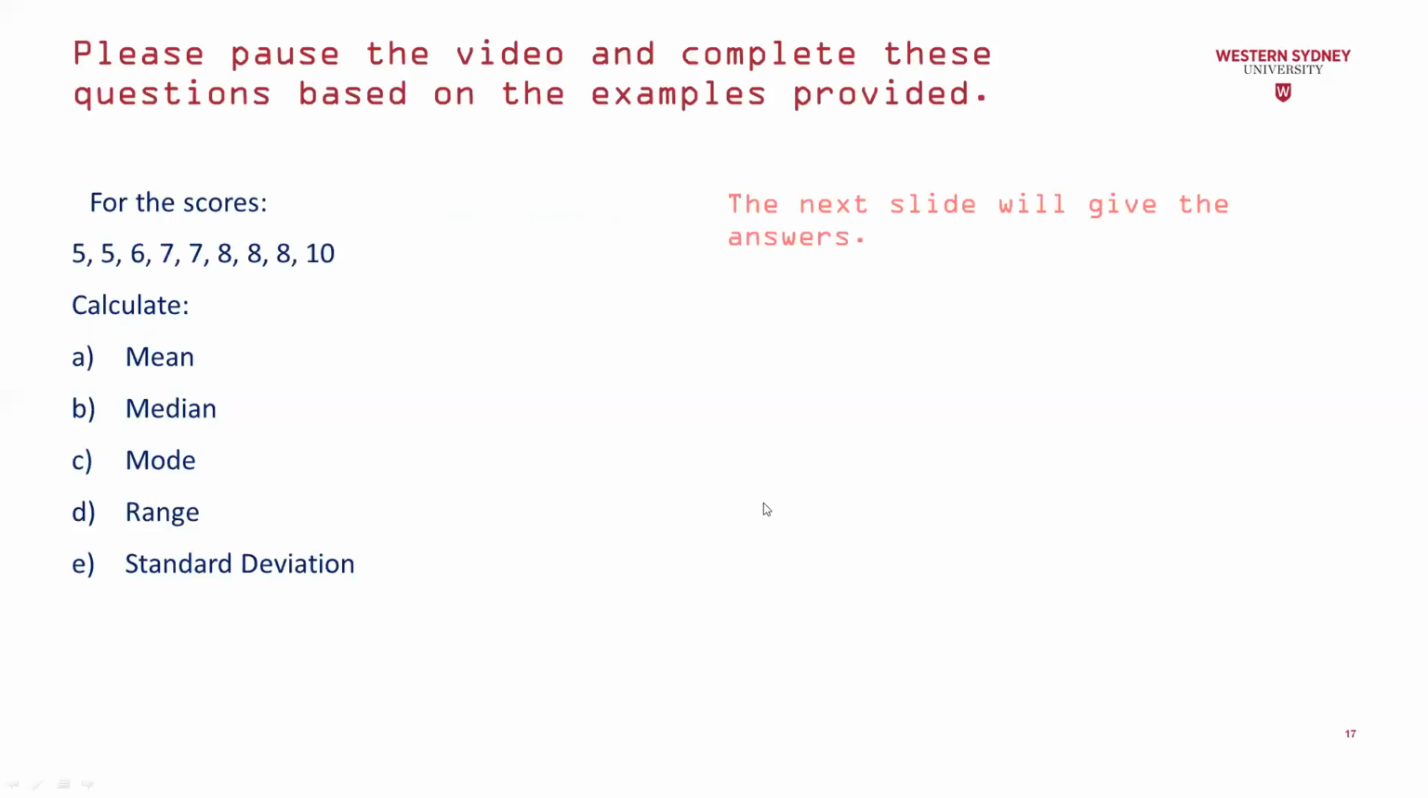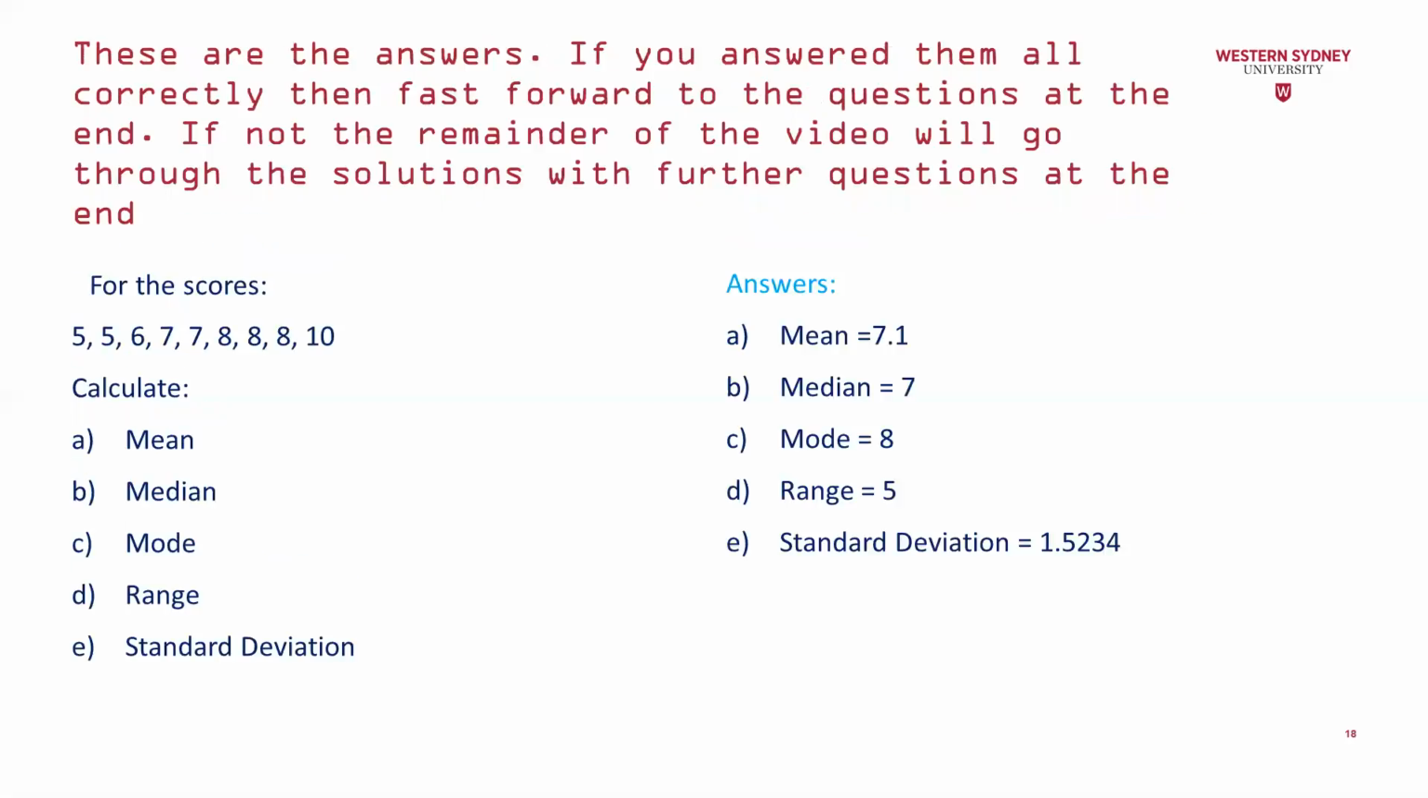Now here are 5 questions related to the 5 questions you've just done. So I would like you to pause the video now and complete these questions. When you finish those 5 questions, the next slide will show you the answer. Pause the video now. When you restart the video, you will see here are the answers. If you've answered all of these correctly, then fast forward to the end where there are 5 other questions for you to practice. If not, or if you would like to see the worked solutions to each of these questions, then continue the video.